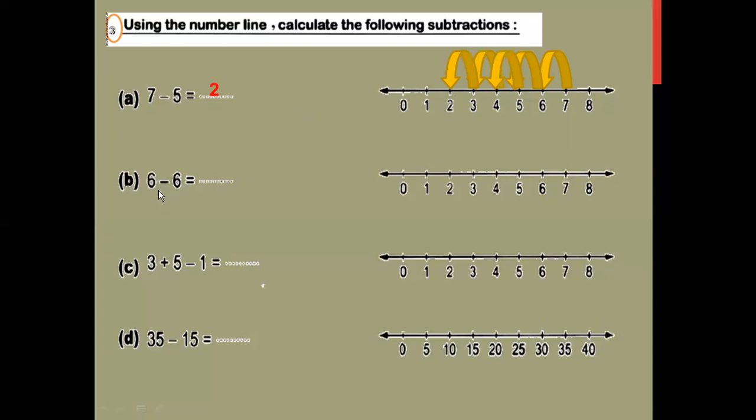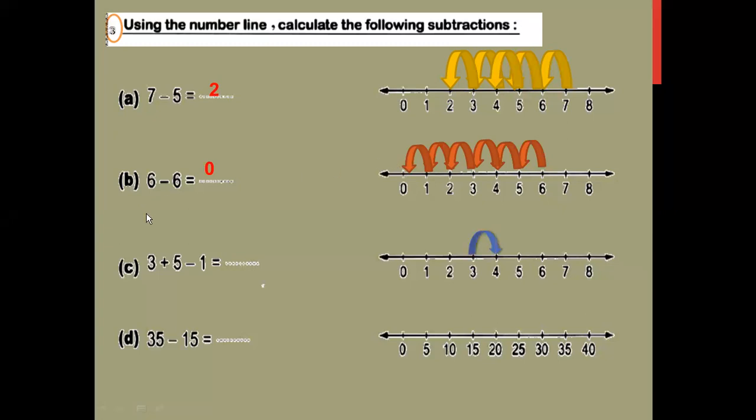The second one, 6 minus 6. I know that the result will be 0, but I want the result by using the number line. So at the first, I will stand on 6 and go backward 6 steps. It's the first step, second, third, fourth, fifth, and sixth. 6 minus 6. If you go backward 6 steps, you will get 0.